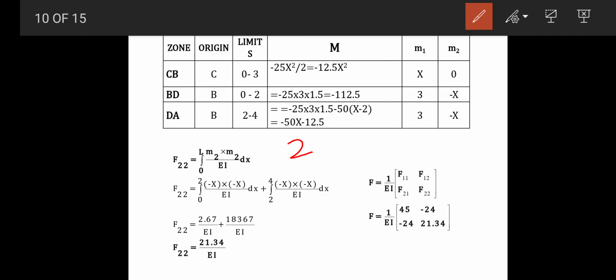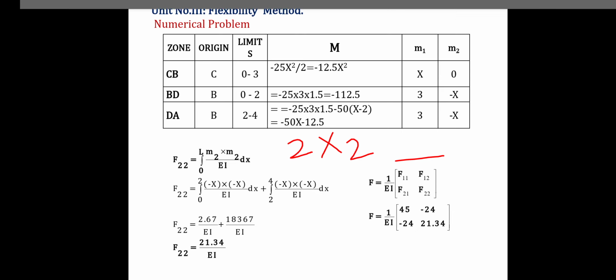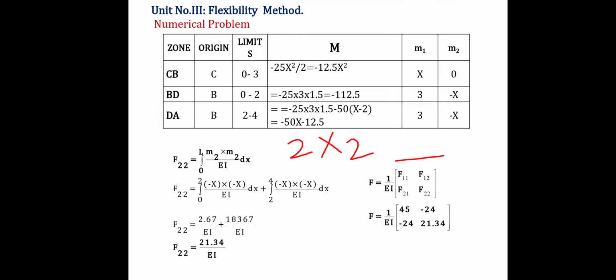So the matrix will be of 2 by 2 size, and the coefficients of the flexibility matrix are shown here. So they are F11, F21. These are the coefficients of the first column. Then F12 and F22 are the coefficients for the second column of the matrix. So let's calculate the first column's coefficients.